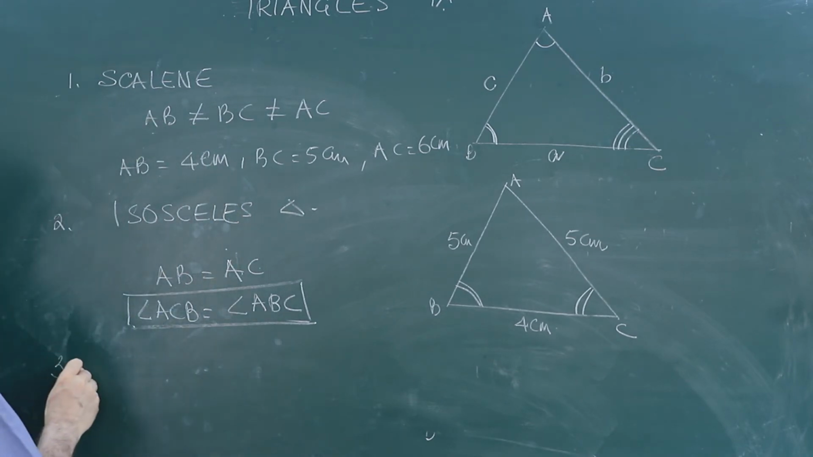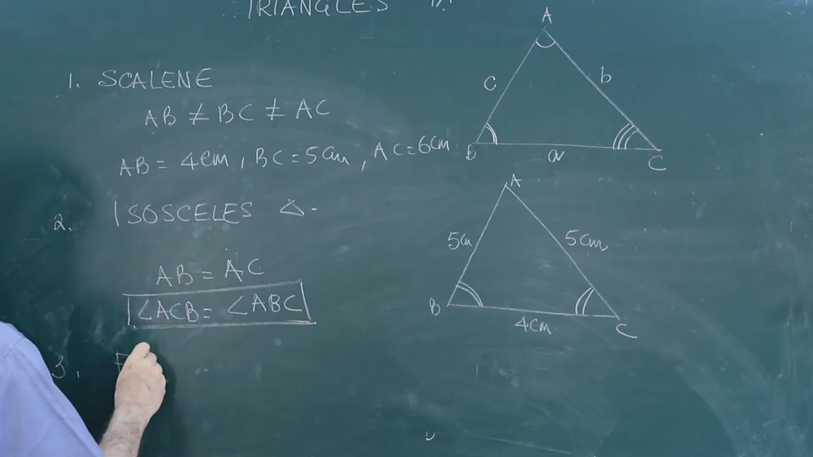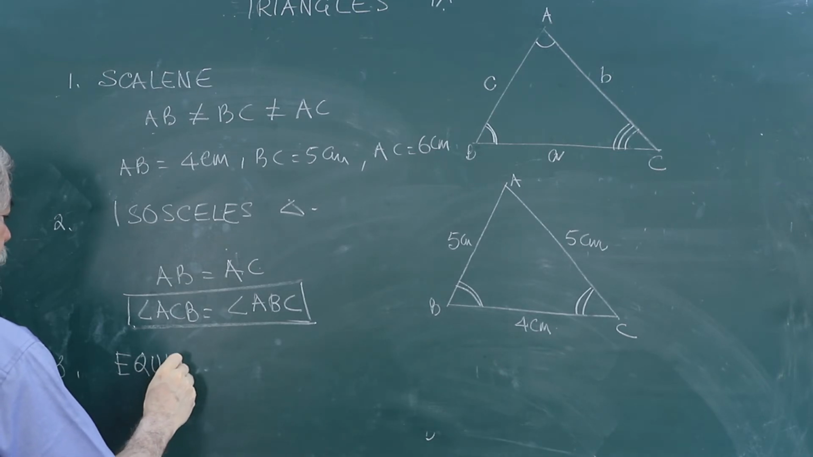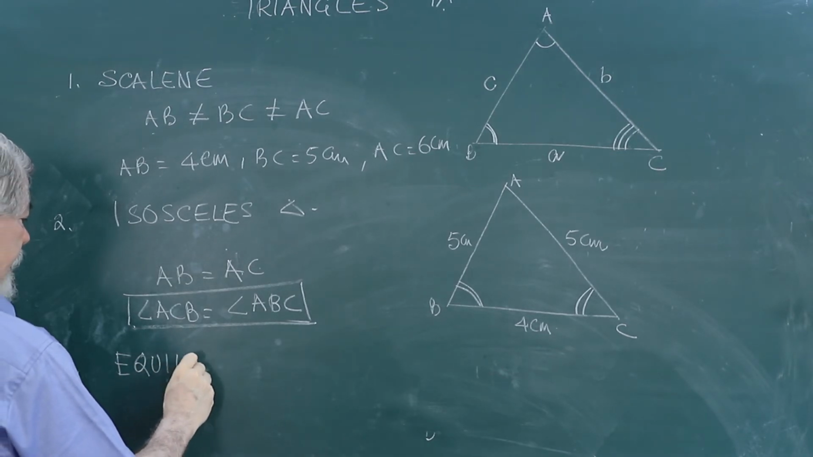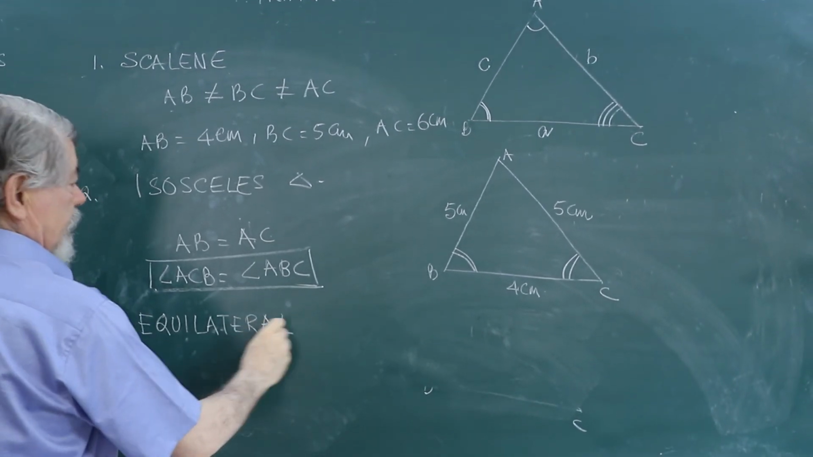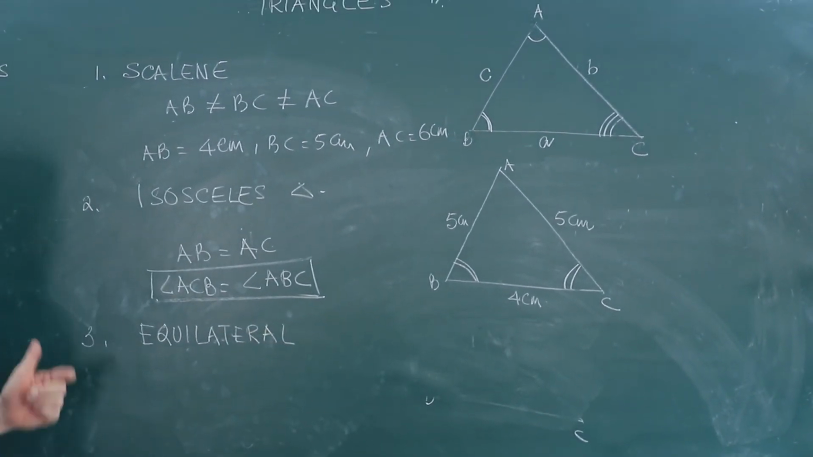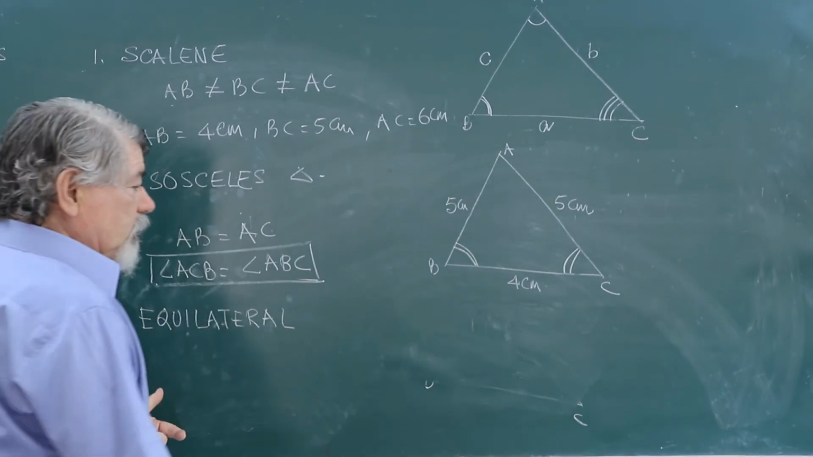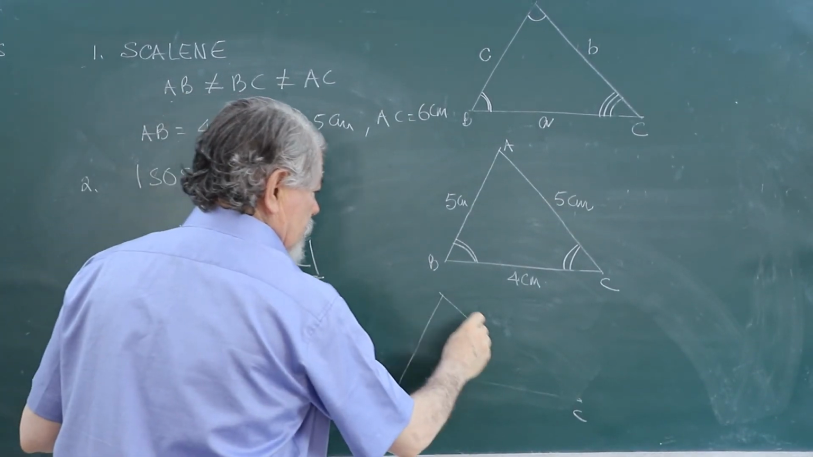The third one is equilateral, spelled E-Q-U-I-L-A-T-E-R-A-L. Equilateral triangle. In an equilateral triangle, all the three sides are equal.